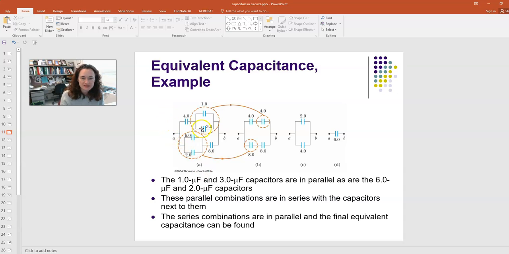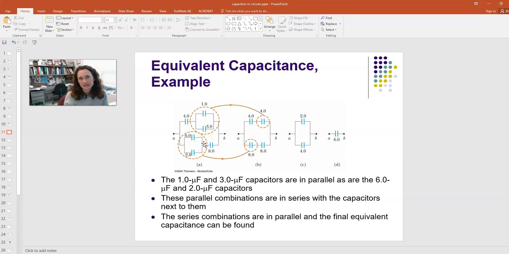So between points A and B in this circuit, we've got 6 capacitors. Looking at this, there's 2 main parallel branches, right? And those 2 main parallel branches have a 4, and then a 1 and a 3 in parallel on top. And then on the bottom, they have a 6 and a 2 in parallel, which is then in series with an 8. All right, so what would you do?